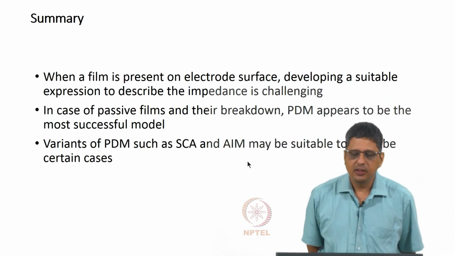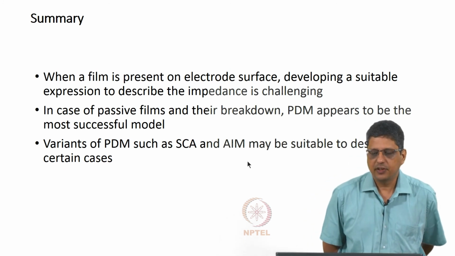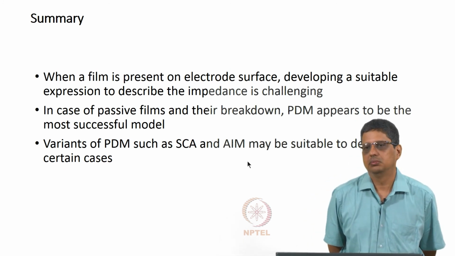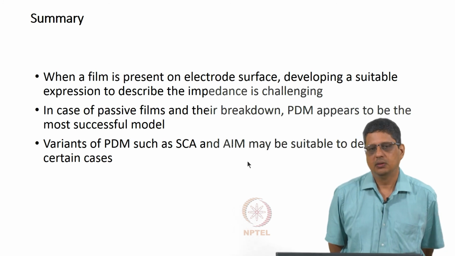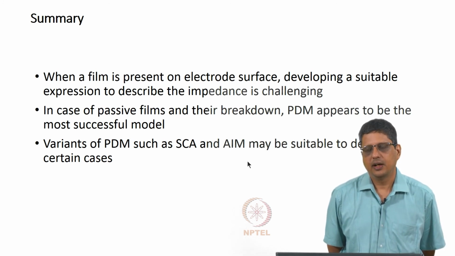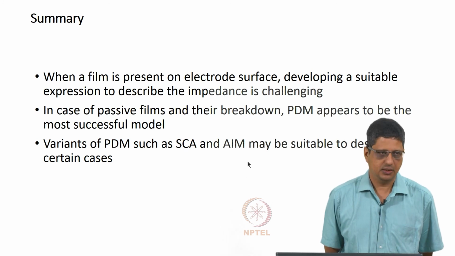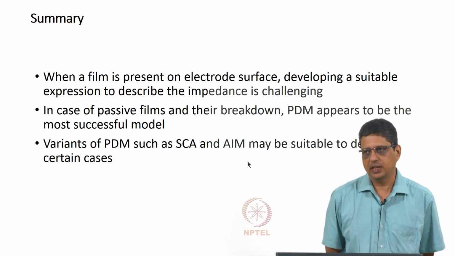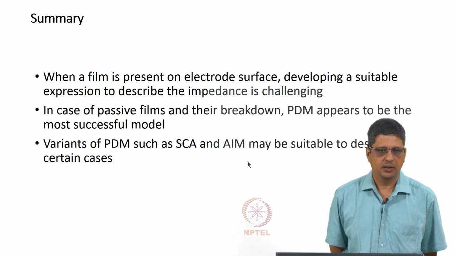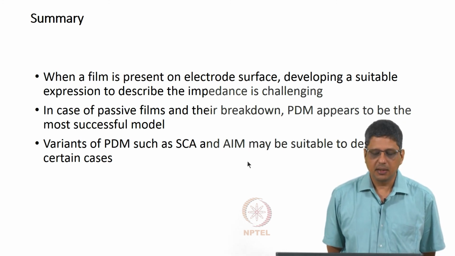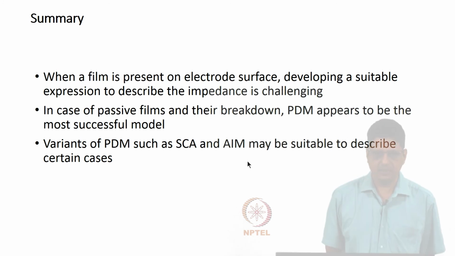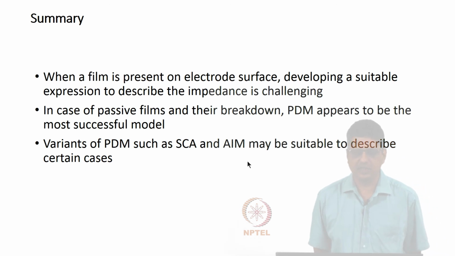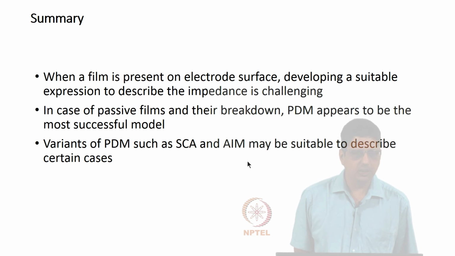So, in summary, when a film is present on the surface and when you are looking at the impedance spectra, it is not that easy to give a model for that. When it is for passive conditions, you can use the point defect model, okay, that appears to predict a lot of these features successfully and explain the phenomena successfully. And in some cases you may have to use variants of this, like the surface charge model and the anion incorporation model. These are alternate explanations, right? SCM and AIM are complementary, meaning both are aiming to interpret the same data.